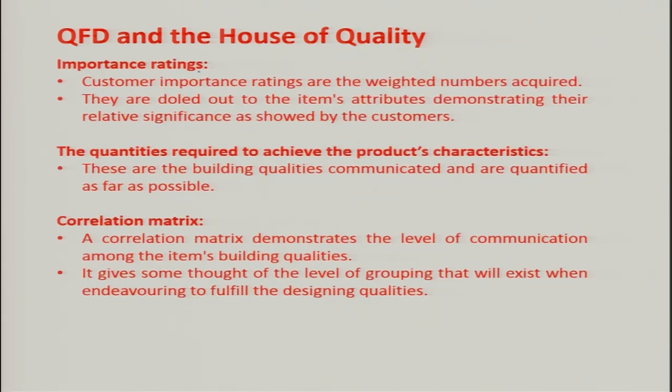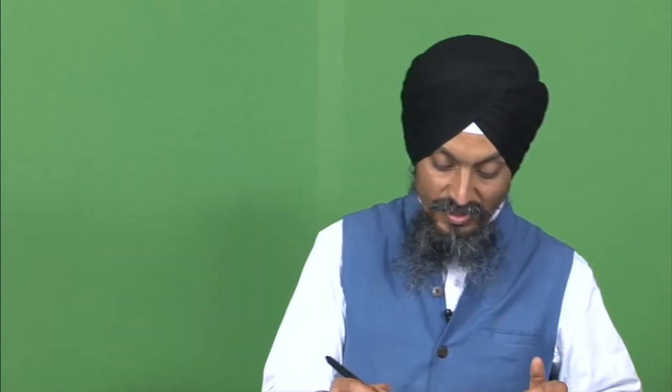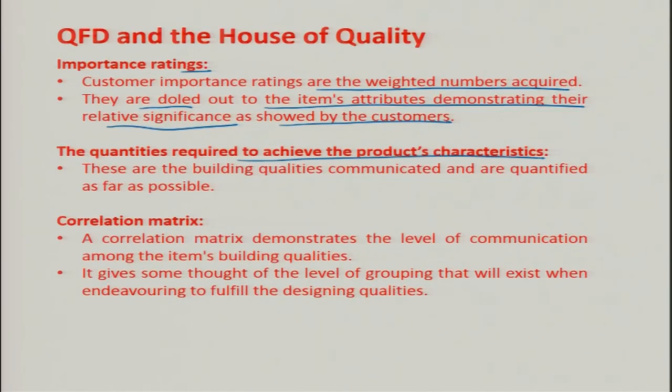Next is the importance ratings that we have on the left side. Those were the customer importance ratings, which are weighted numbers. They are assigned to the item's attributes, demonstrating their relative significance as indicated by the customer. The difference in the color, the difference the customer thinks of, or the importance or ratings they have given to the different qualities, those were cost, color, appearance, all those things. The quantities required to achieve the product characteristics are the engineering qualities, communicated and quantified as far as possible.